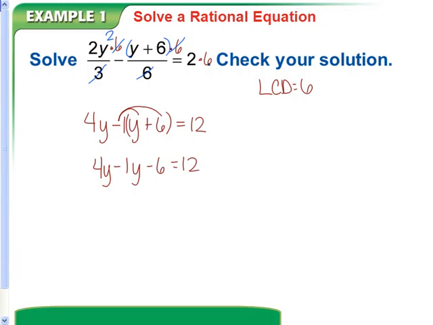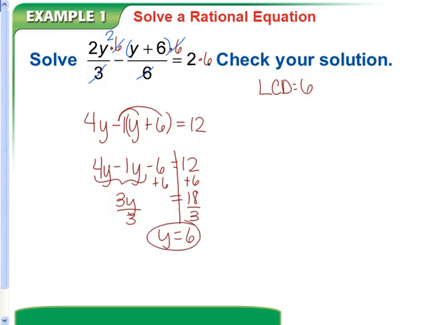Okay, now we can just drop down our line and solve. I'm going to combine these two together and they'll make 3y. And I'm going to add 6 to both sides. So 3y equals 18, and divide both sides by 3. And you get y equals 6. Okay, checking our solution. So 2 times 6 over 3 minus (6 plus 6) over 3. Does that equal 2?